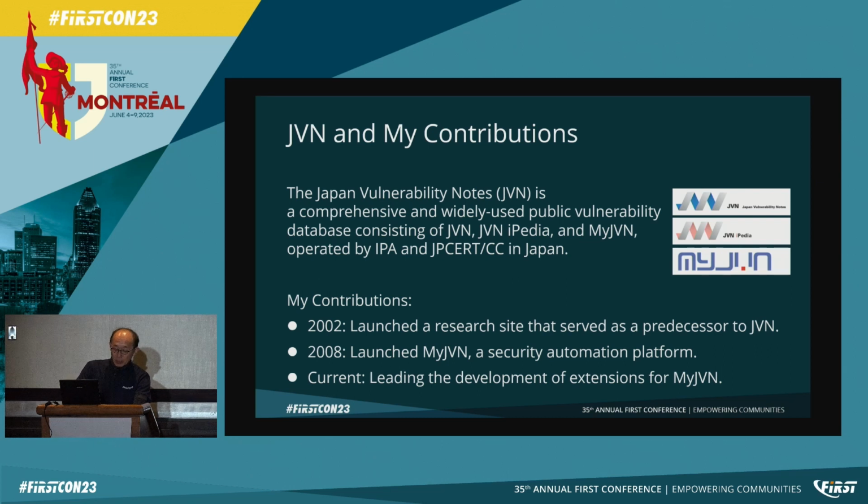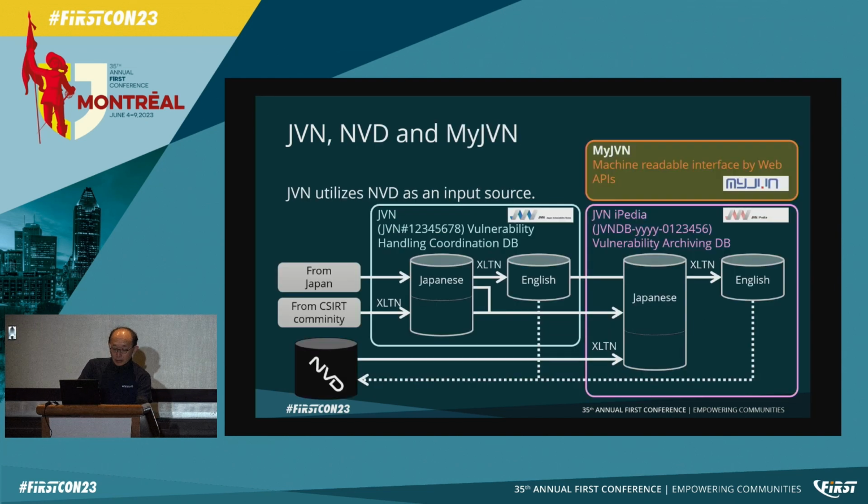This presentation aims to provide insight into the importance and impact of MyJVN as a critical resource in the field of vulnerability management, its evolution and ongoing development. Here, we focus on the future of the Japan Vulnerability Notes system. JVN is a comprehensive platform composed of three key components: JVN, JVN iPedia, and MyJVN.